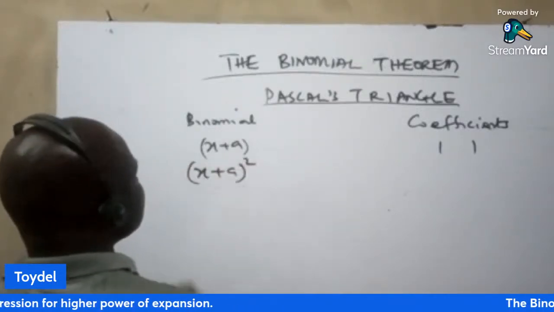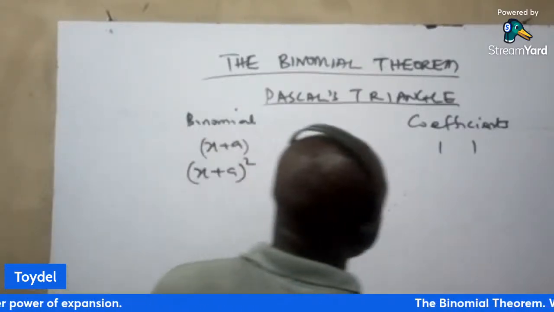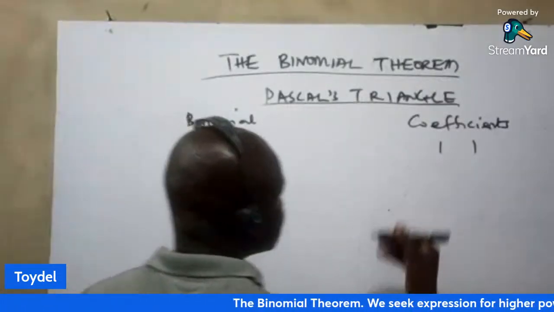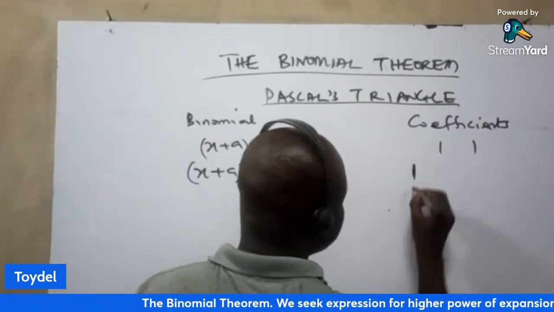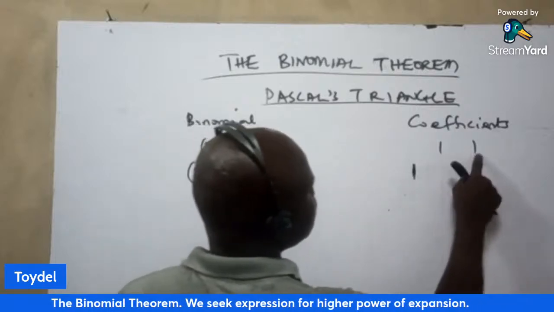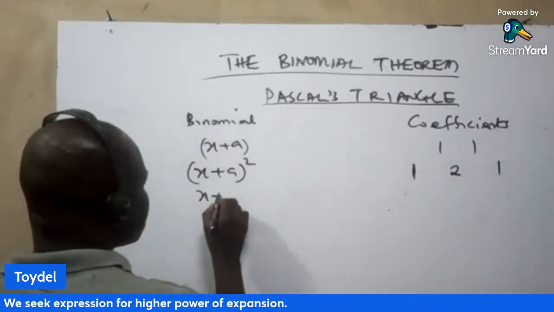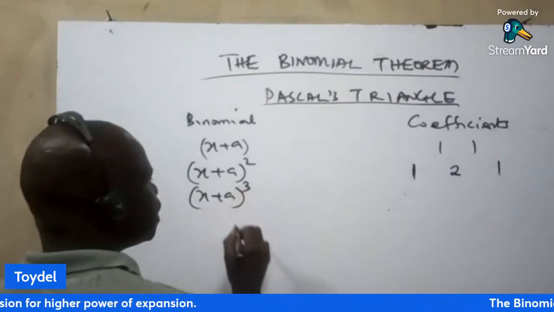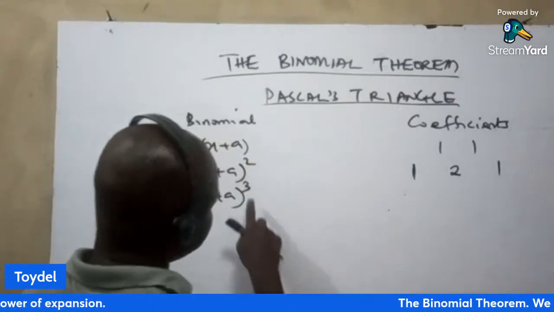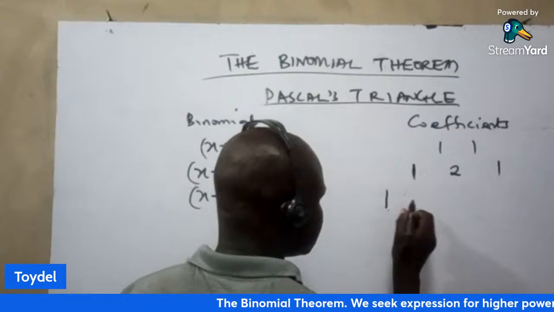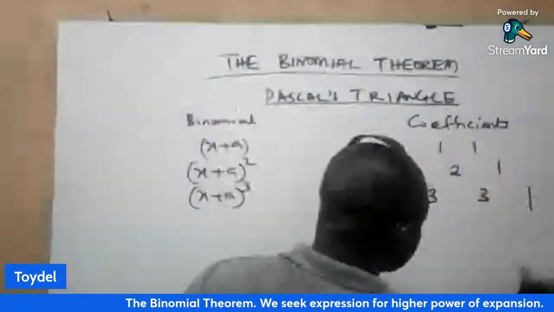all squared. Under Pascal triangle, this is how we generate the triangle. In this case, we write this 1 automatically. We now say 1 plus 1, it is 2. Then we put another 1 there. If you have (x + a) raised to power 3, we put this 1. 2 plus 1 is 3, then you put another 1 there.